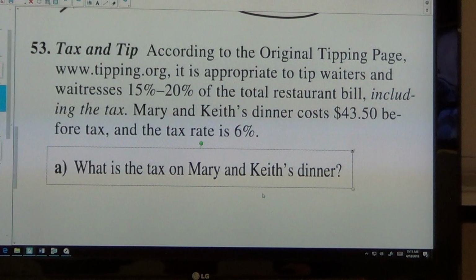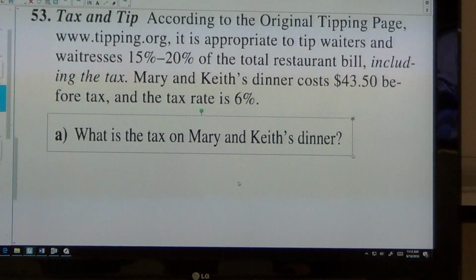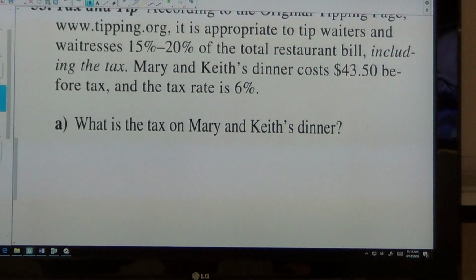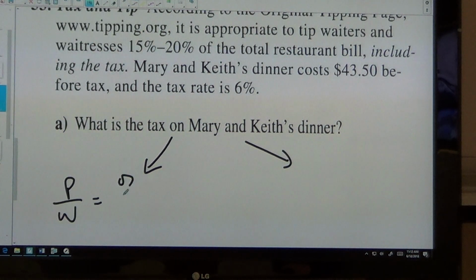What is the tax on the dinner? So we're going to do the whole thing ourselves. We're going to do the tax, the tip, the total, everything. I'm going to show you two methods: the part over whole method, and what I call the shortcut method. Some of y'all are good at tax and discount, so some of y'all use the shortcut method. Some of y'all are going to do part over whole equals percent over 100, and some of y'all are going to do what I call the shortcut.